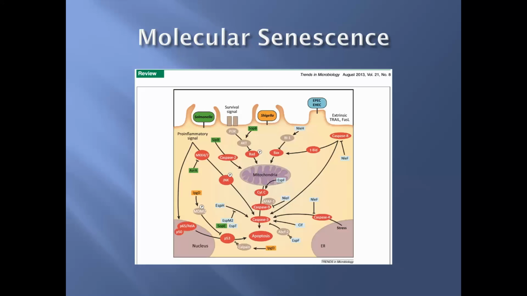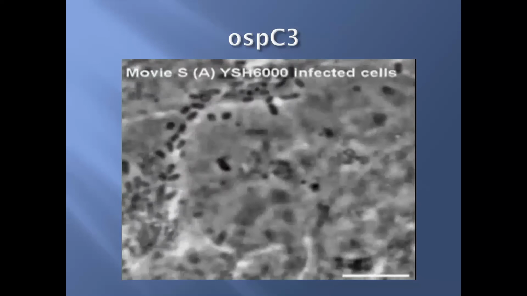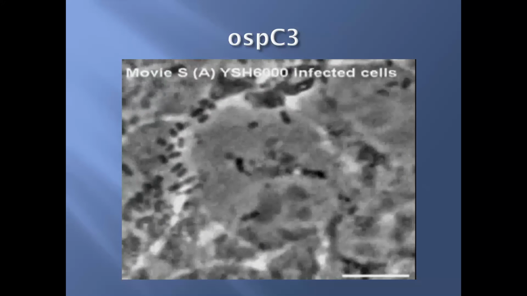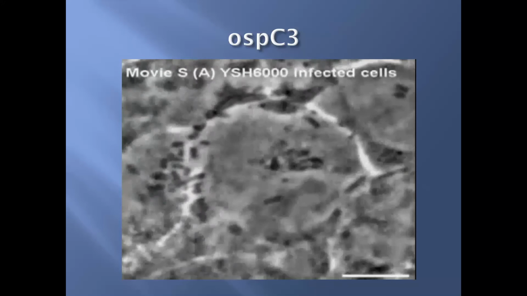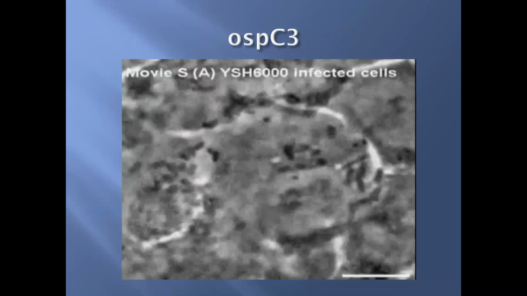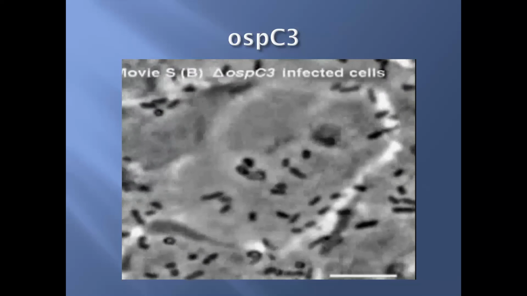Then it'll show you a knockout where the OSPC3 is not present. It's just one of these effector proteins. It does not block the apoptotic pathway, and the host cell is able to die. So watch those. This is Yersinia, these little black dots. They're attaching to the host. They're injecting the OSPC3 into the cell, and they're successful.